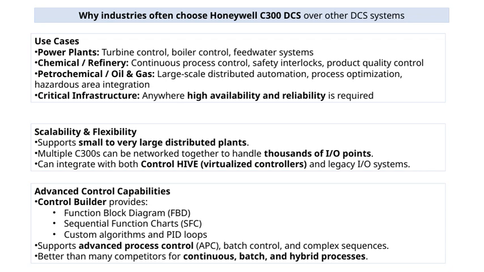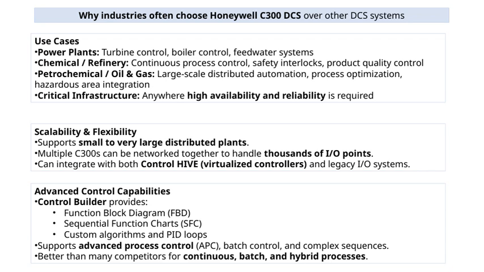Let's talk about advanced control capabilities. With Control Builder, you get a comprehensive set of tools like function block diagrams, sequential function charts, and the ability to develop custom algorithms and PID loops. This allows for precise control, whether you're managing APC, batch processes, or complex sequences. In fact, the C300 often outperforms many competitors in continuous, batch, and hybrid process control.